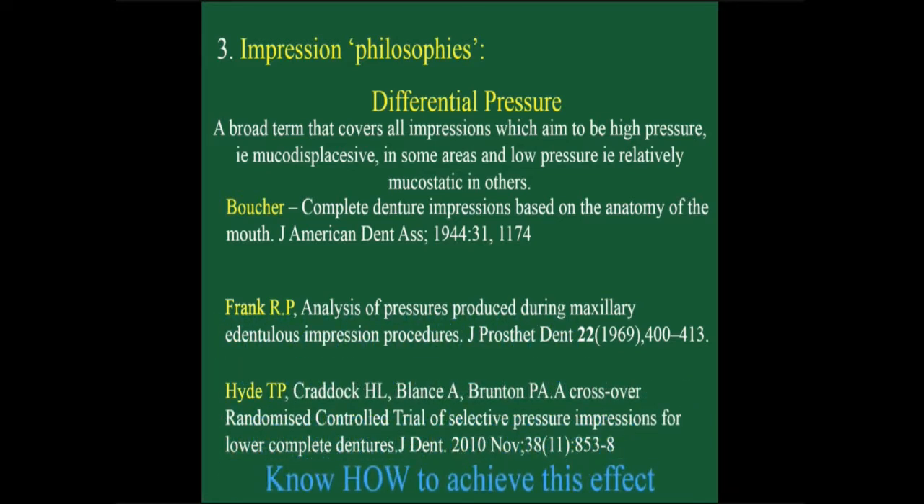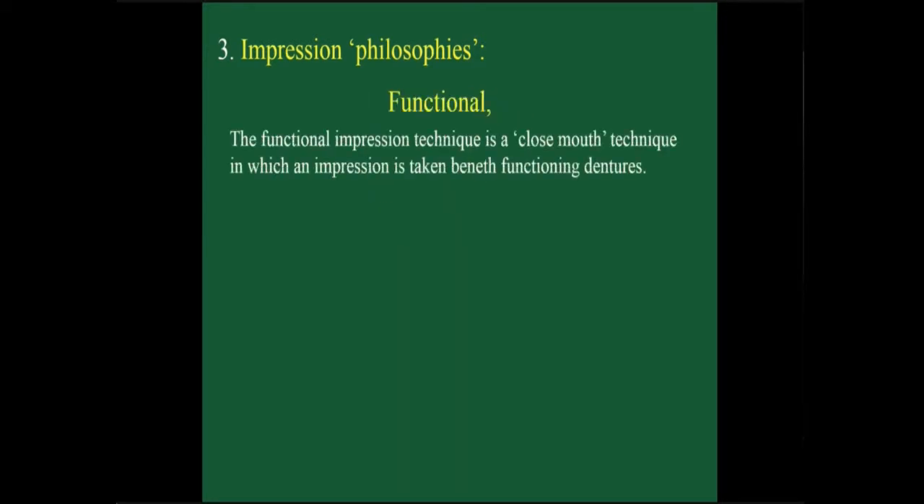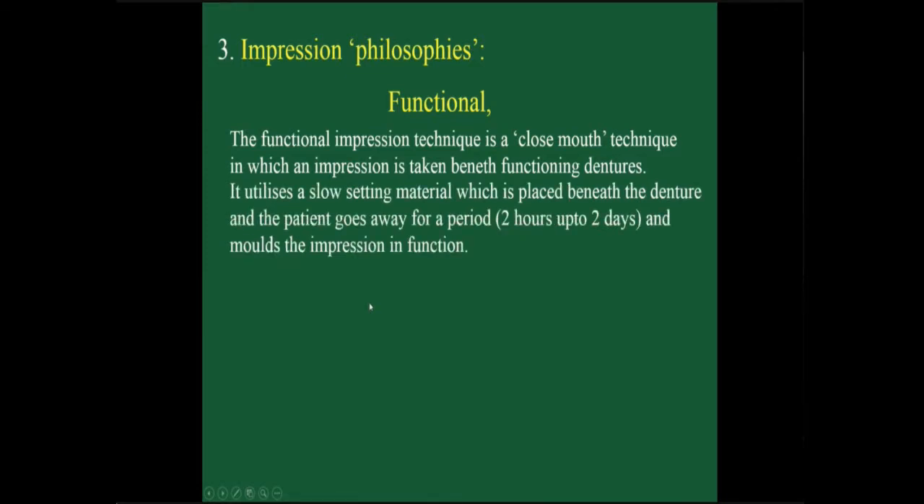And I think it's useful to know how to change pressure within prosthodontic impressions to change the shape of the underlying mucosa under the denture. Moving on to functional impressions. The functional impression technique is a closed mouth technique in which an impression is taken beneath the functioning dentures. It utilises a slow setting material which is placed beneath the denture, and the patient goes away for a period and it moulds into a functional impression. It's a great idea.